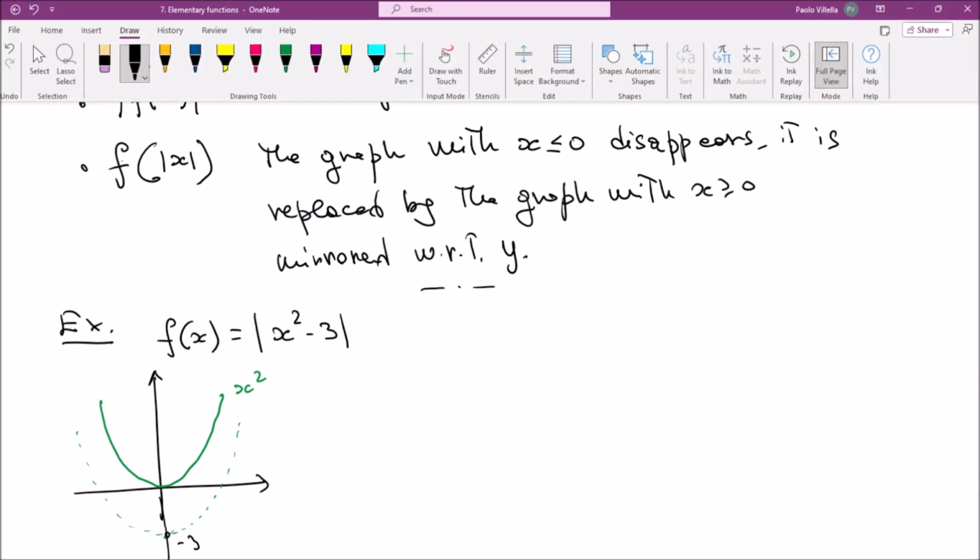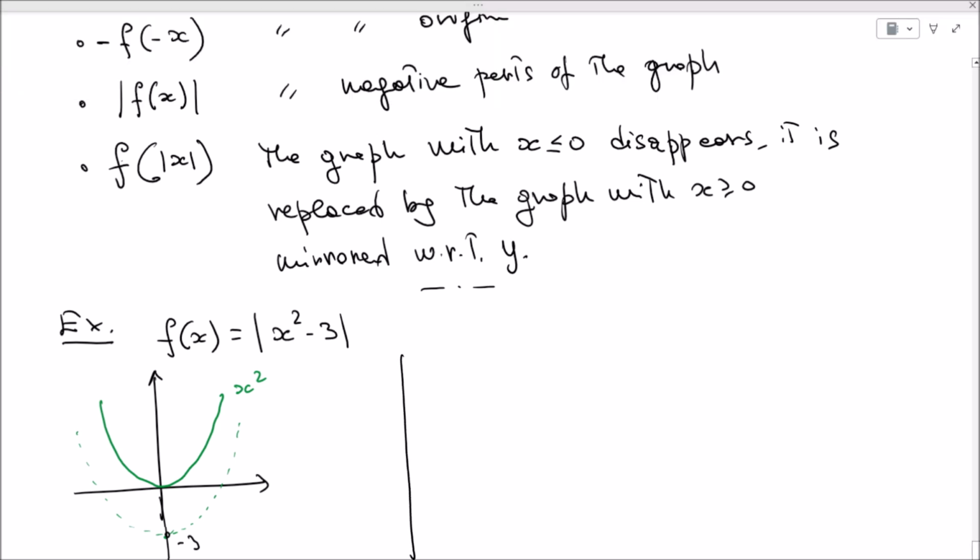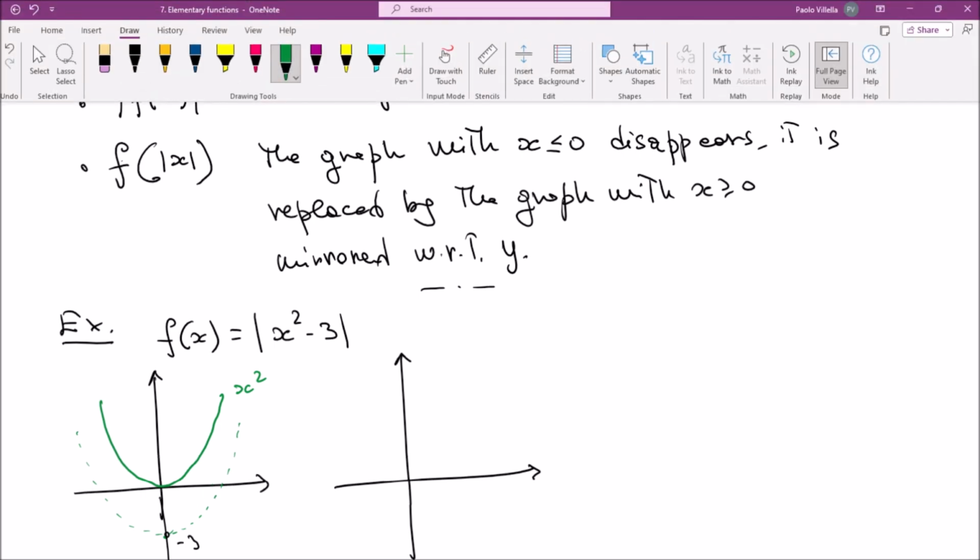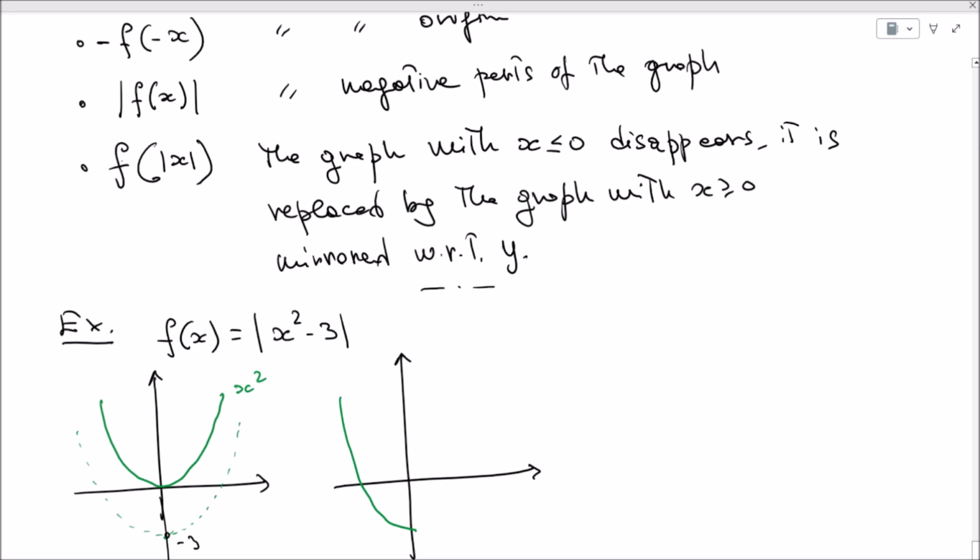So the effect of this first shift would be that the new function is x to the square minus 3. Okay? And what will be this point and this point? This is where x to the square minus 3 is equal to 0. So this is clearly square root of 3, and this is minus square root of 3. Good. And this is minus 3.